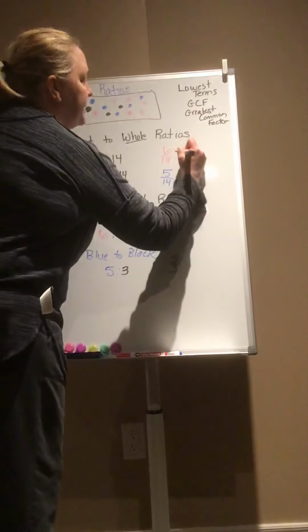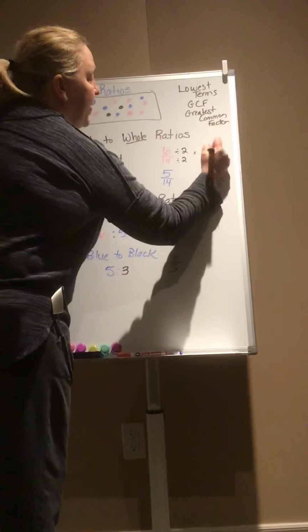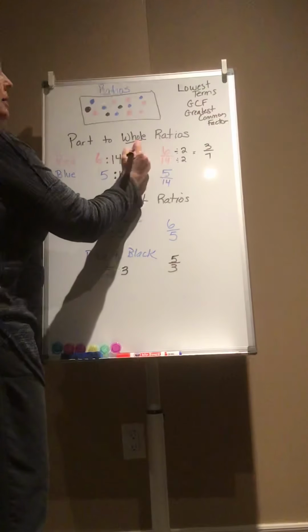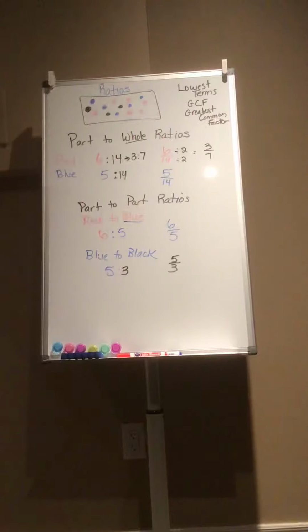So I'll divide top and bottom by 2, which gives me a fraction of 3/7. And guess what? This becomes 3 to 7. We just write it differently.